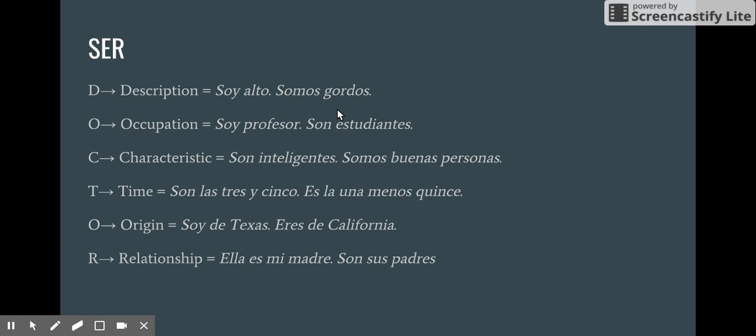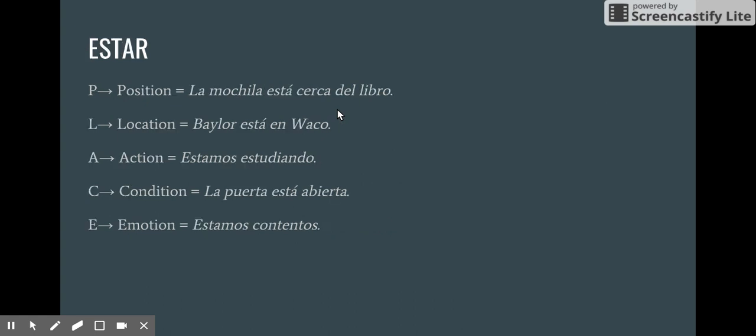Ser can be viewed as more of a permanent characteristic or something that makes up the essence of another thing, whereas estar is more of a temporary verb. So to remember the uses of both ser and estar, we have two different acronyms. For ser, the acronym is DOCTOR. You can see here all of the uses as well as some examples. With estar, we use the acronym PLACE. Here you can see the acronym words as well as some examples for each of them.